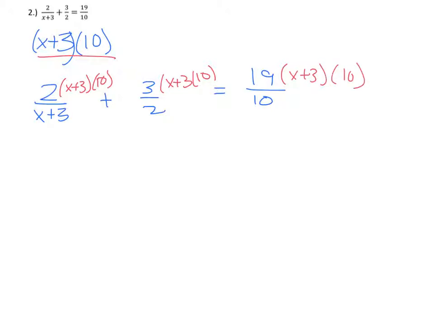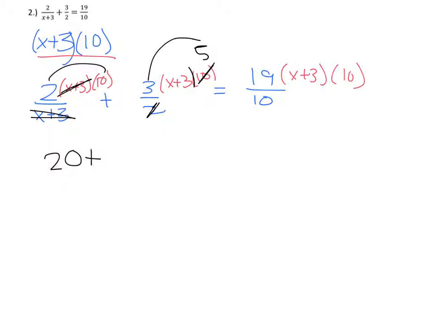And now the whole reason that we do that is because that's going to get rid of my denominators for me. So now we're going to go through and get rid of those denominators. My x plus 3's are going to cancel on the first one so that I just have 2 times 10, which gives me 20, plus on the second one, we're going to have our 2 and our 10. Our 2 will cancel, our 10 will turn into a 5 because 10 divided by 2 is 5.